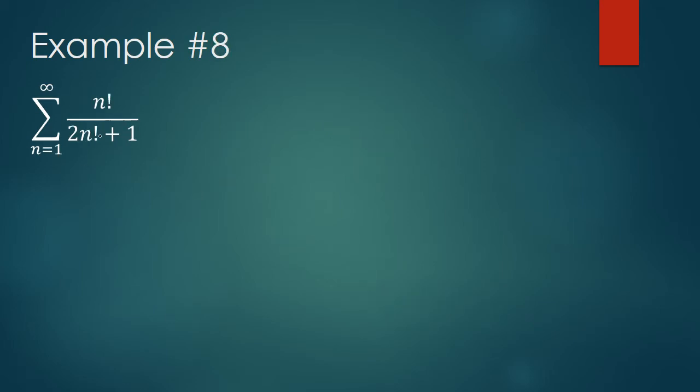Let's look at my next series. So we're going to look at the limit as n goes to infinity. Definitely can't use geometric on that because that's not a geometric series. Okay, so I'm going to use the limit of n factorial over 2n factorial plus 1. Now the n factorials act like exponents. So the highest exponent here is n factorial, and then I've got to compare it to an n factorial in the denominator. So I am going to compare my coefficients.